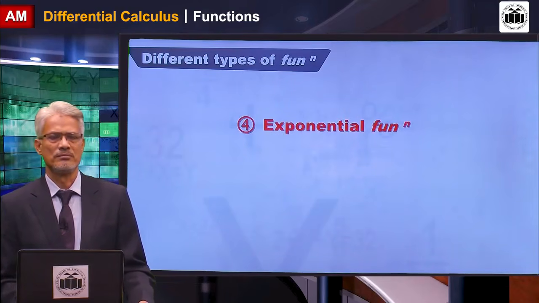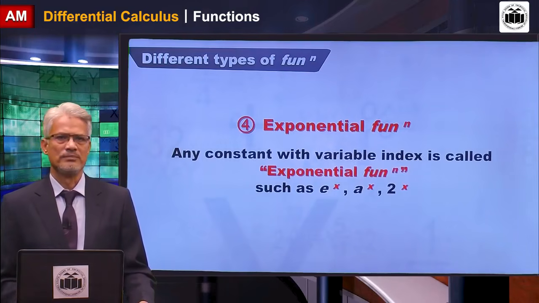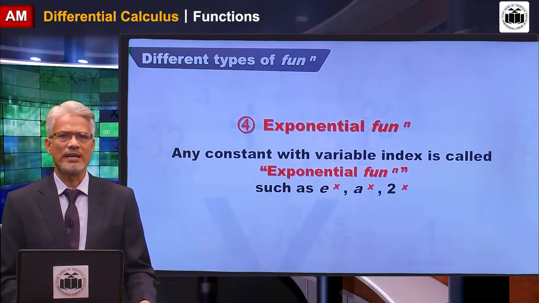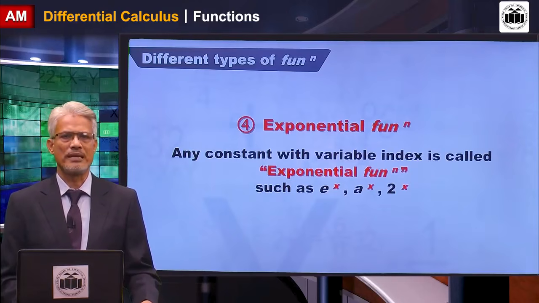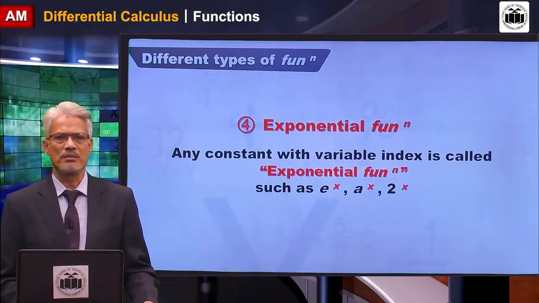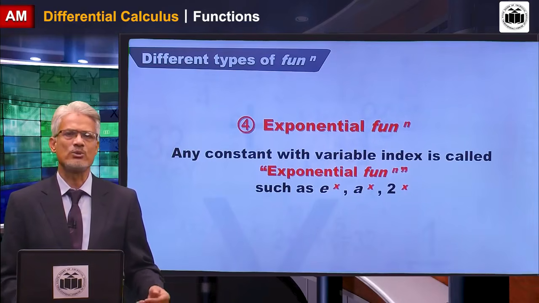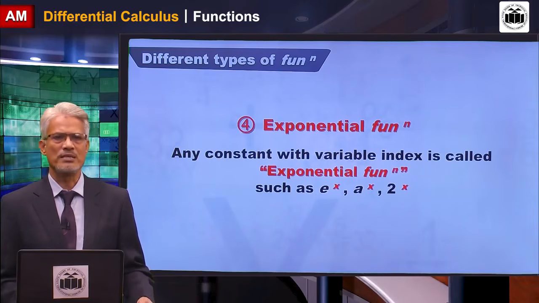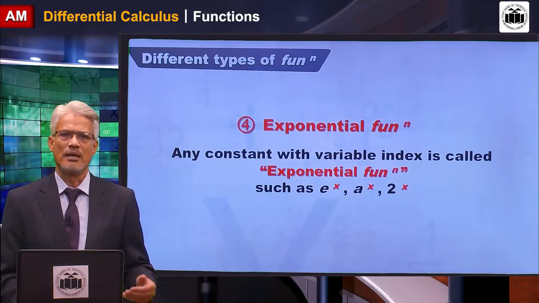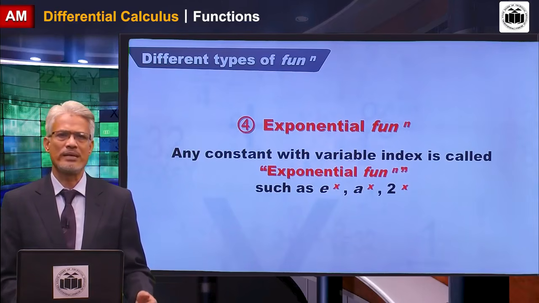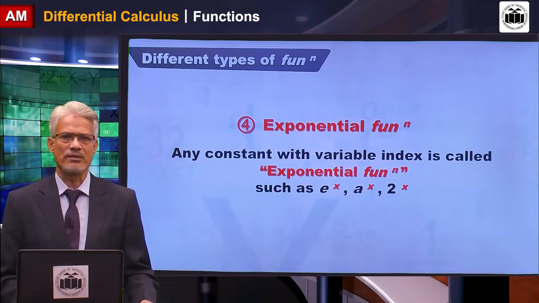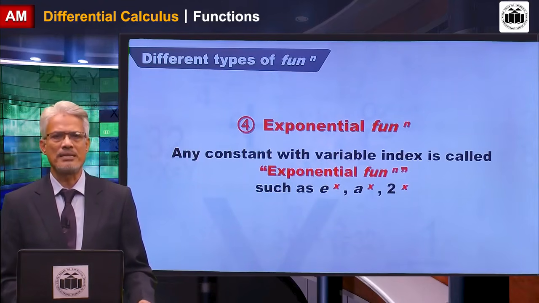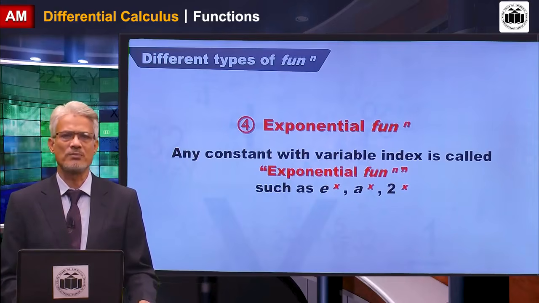Exponential function. You see, any constant with variable index is called exponential function, such as e^x, a^x, 2^x. But there is a misconception among the students, normally they think e^x is the only example of exponential function. No, it is not like that. Any constant with variable index is known as exponential function. That's why a^x and 2^x are also example of exponential function.